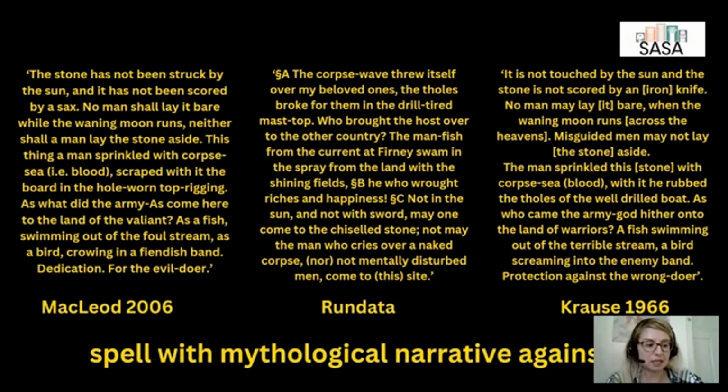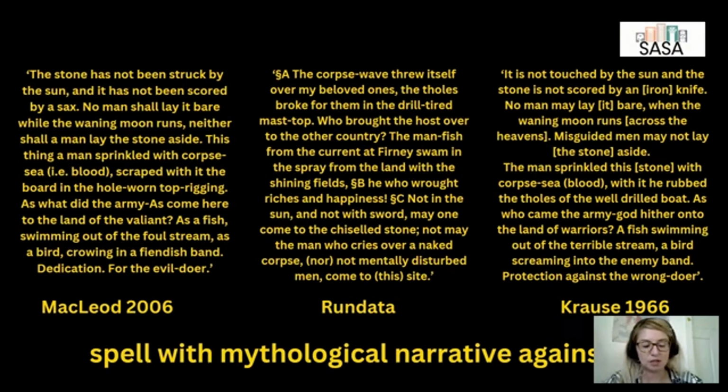So this would be a case of sympathetic magic or negative sympathetic magic, in the sense that you shall not do this and that to the runestone, as the rune carver didn't do this and that. So it is from the negative perspective. And then it would say, "This thing a man sprinkled with corpsey," that would be a metaphor for blood, "scraped it with the board in the whole worn top rigging. As what did the army Ors come here to the land of the valiant?" The army Ors, that would be a reference to Odin.